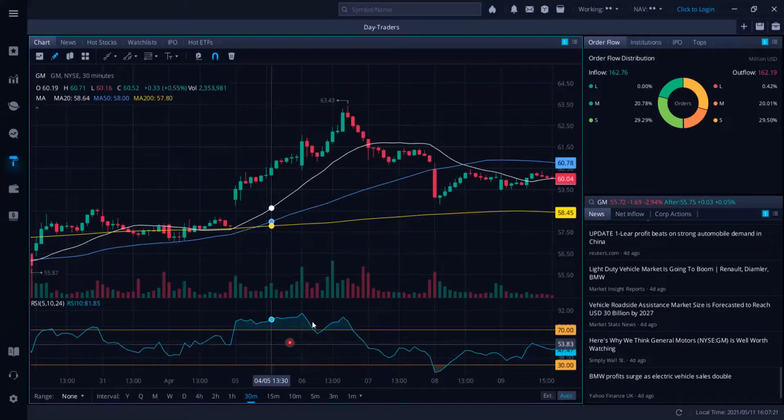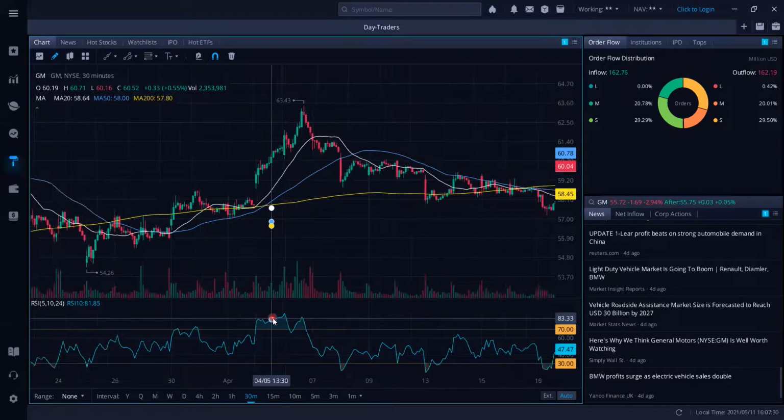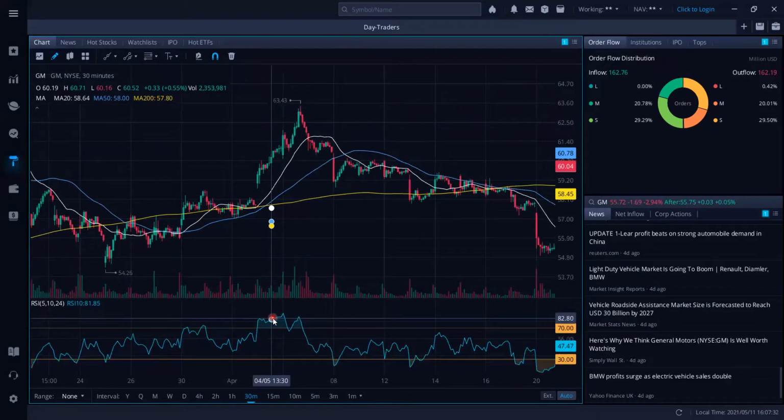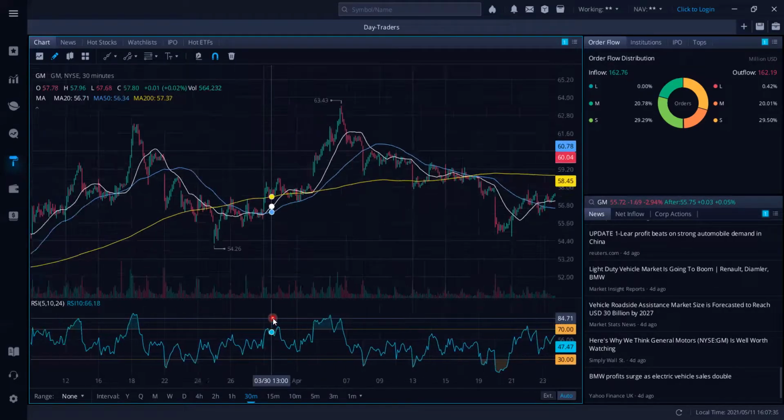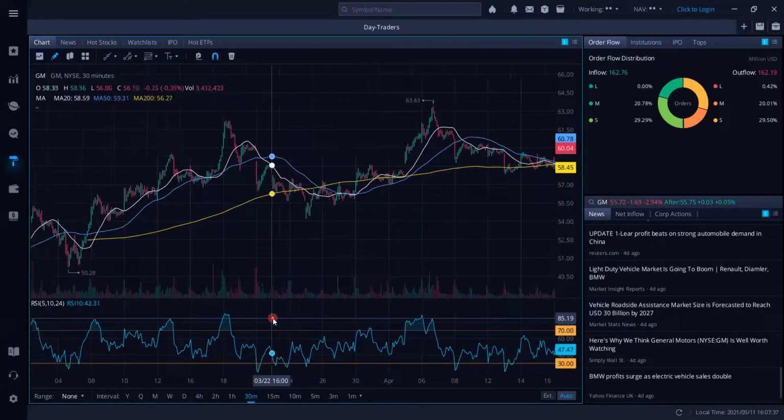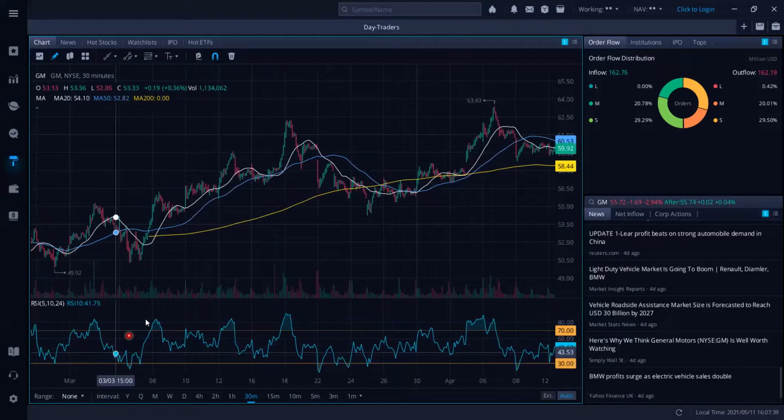Now we're already overbought. You see this? We're already overbought in the stock. So that's kind of a little difficult of a pick. You've got to find these key areas. I think this one is a beautiful spot right here.